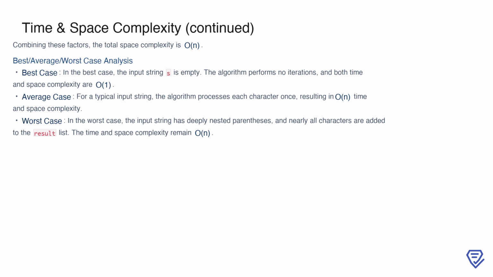Now let's analyze the best, average, and worst-case scenarios. In the best case, where the input string is empty, the algorithm does not perform any iterations, and both time and space complexity reduce to O(1). In the average case, the algorithm processes each character in a typical input string exactly once, leading to O(n) time and O(n) space complexity. For the worst case, with deeply nested parentheses, nearly all characters could end up in the result list, but even then, the time and space complexity stay at O(n). This consistency in performance makes the solution robust across all cases.